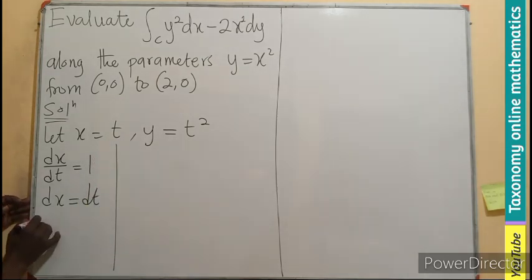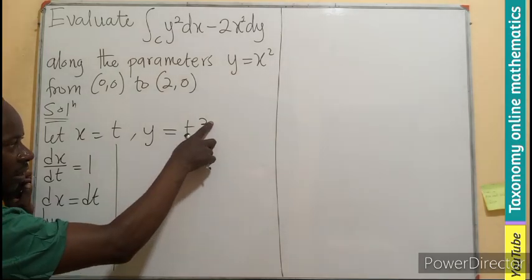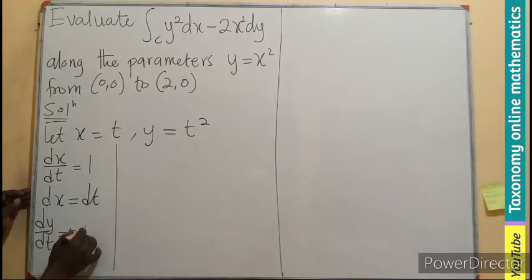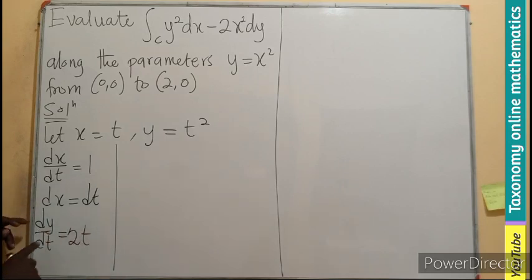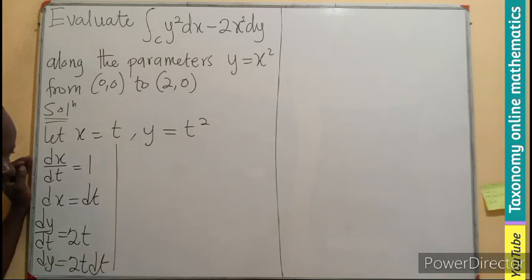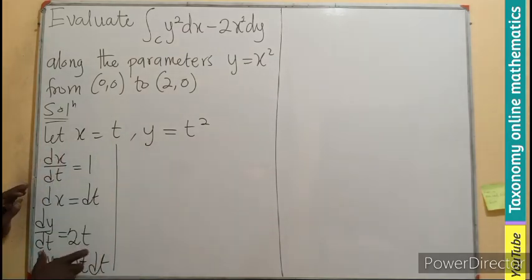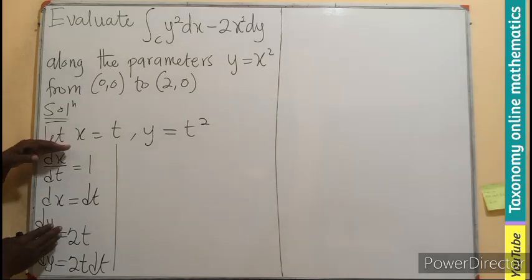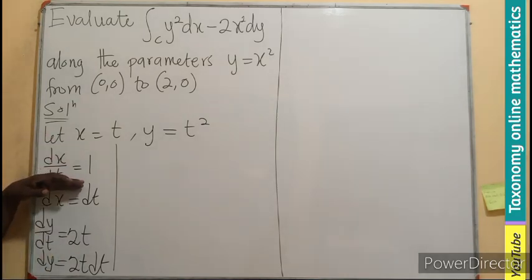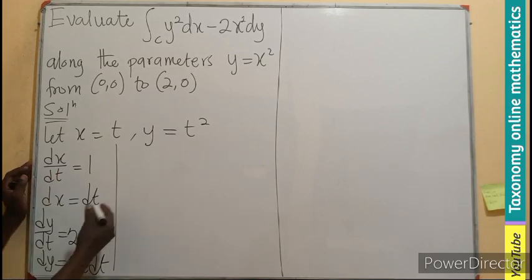Then in the case of y, dy/dt equals the differentiation. The power comes forward to multiply. So 2t, and 2 minus 1 gives you 1. So this also ends here. But we can also find dy by having dy equals 2t dt. So now you can see that x and y are no more here. If you pick the terms from here, we cannot get x and y. We are having t.